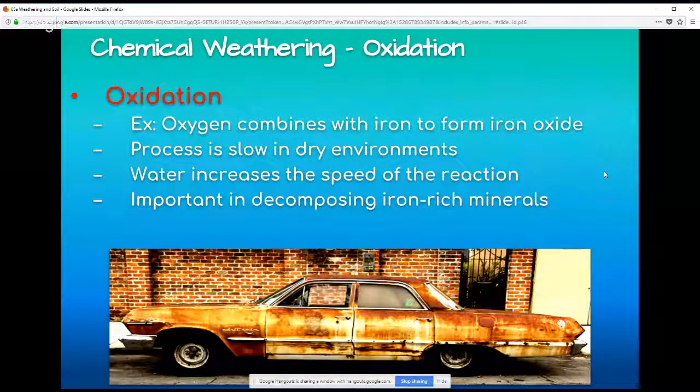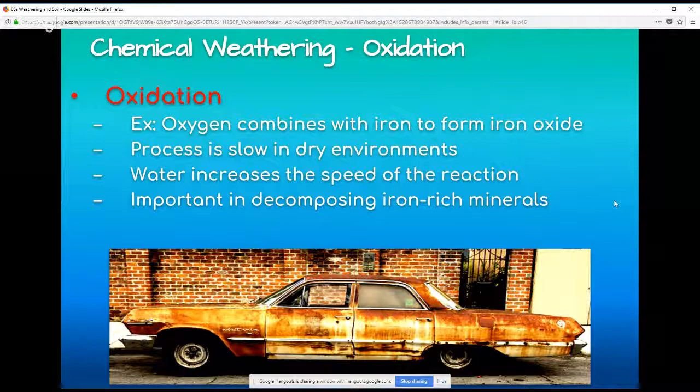Another way to chemically weather something is to oxidize it. If you have free iron in your rock, it is especially susceptible to oxidation, creating a rust color. This is essentially what's happening in this car and this picture, the oxidation process. Oxygen combines with the iron, forming an oxide, iron oxide, which is your rust.